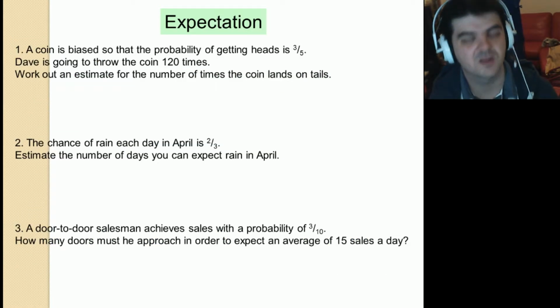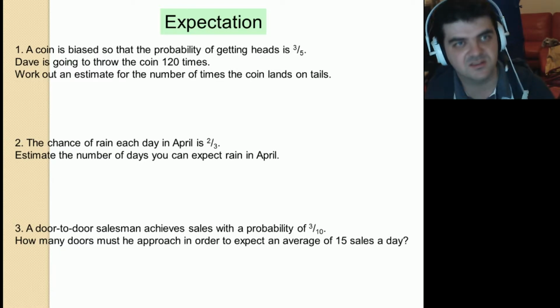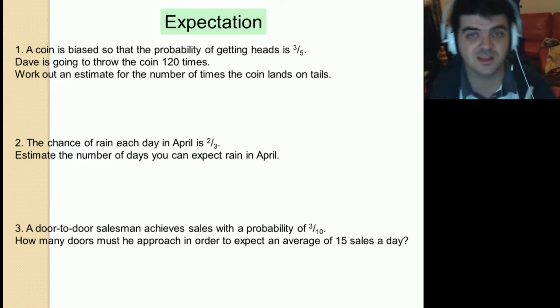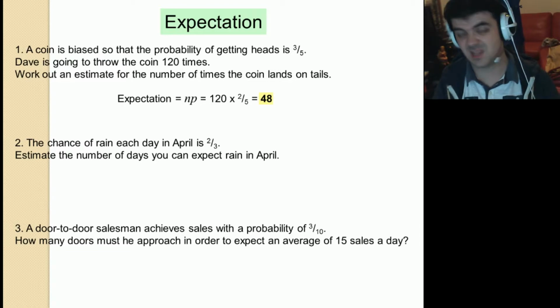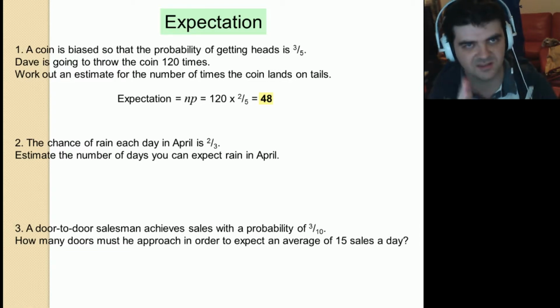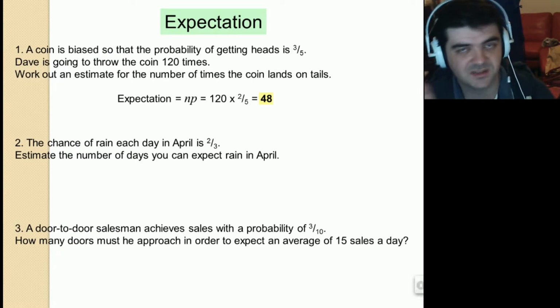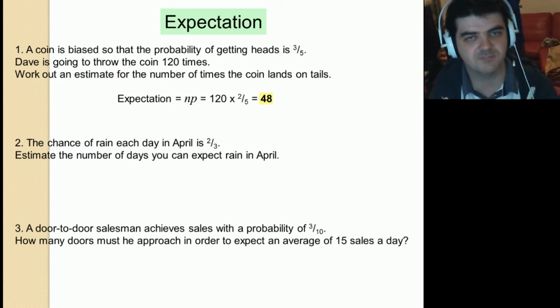Careful. Three for you to try. I'll talk you through the first one, and then you can pause for the rest. A coin is biased so that the probability of getting heads is 3/5. Dave is going to throw the coin 120 times. Work out an estimate for the number of times the coin lands on tails. 3/5 of 120 is... it lands on tails, I did that wrong. If it's heads, it's 3/5. If it's going to be tails, it's going to be 2/5. So it's 120 times 2/5 equals 48. Pause. Try the next two.